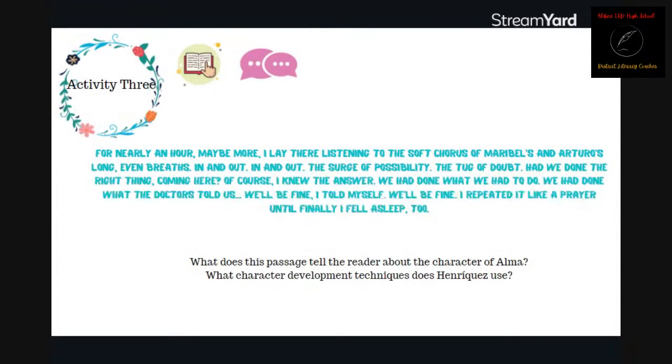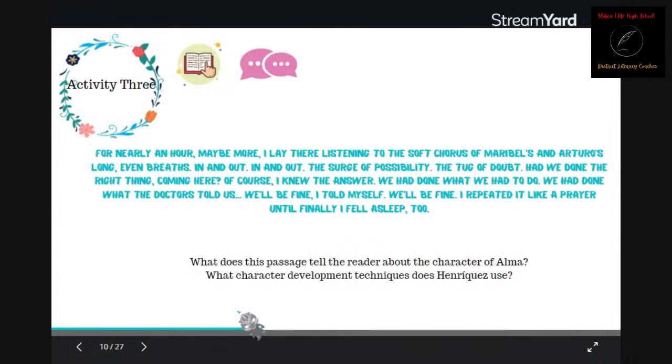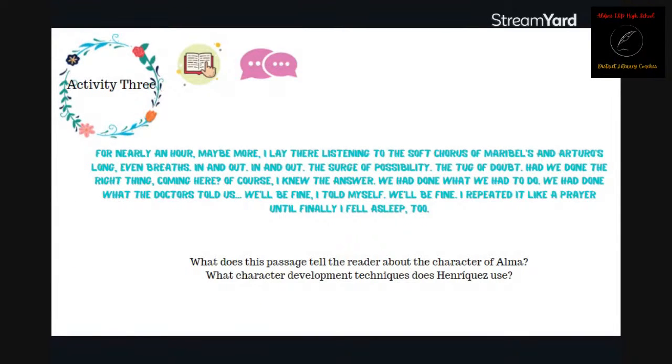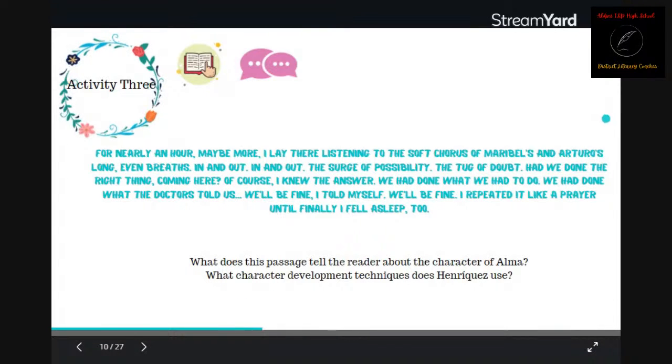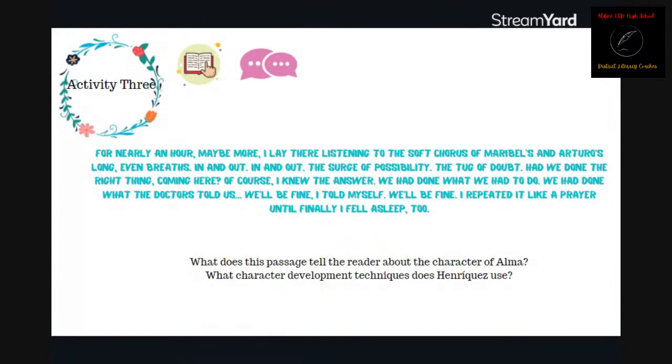Moving on to activity 3, students analyze the character of Alma in the Book of Unknown Americans using the quote on the screen from page 6 of the novel. They answer the questions on the screen in their learning log, then discuss with a partner. So they're answering, what does this passage tell the reader about the character of Alma, and what character development techniques does Enriquez use?